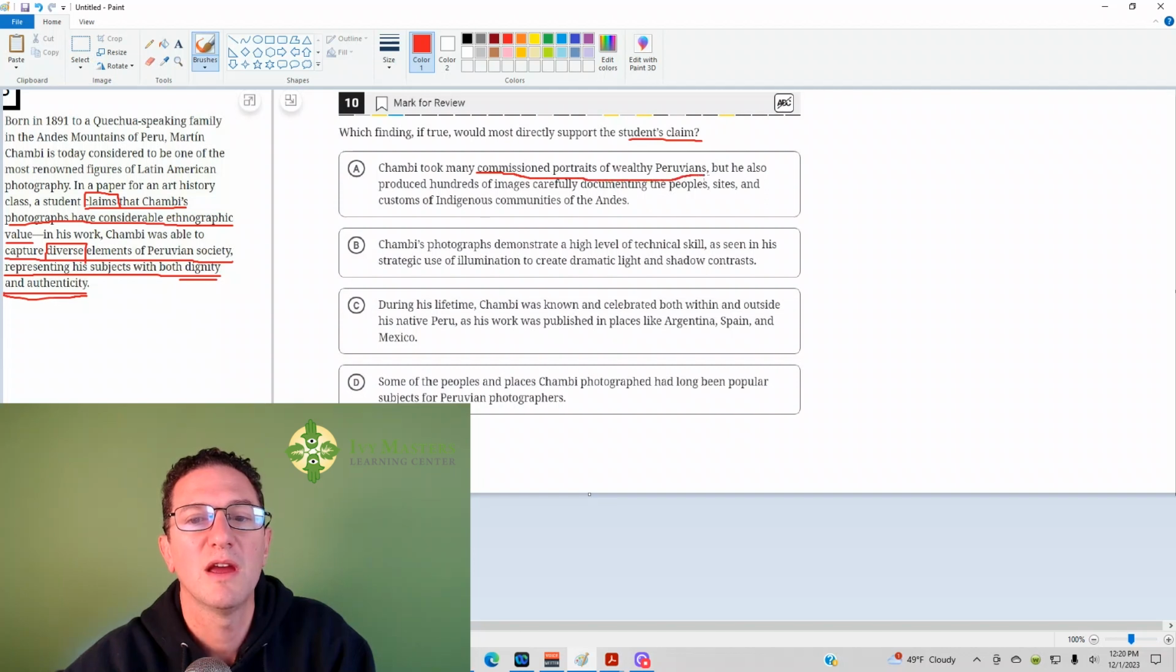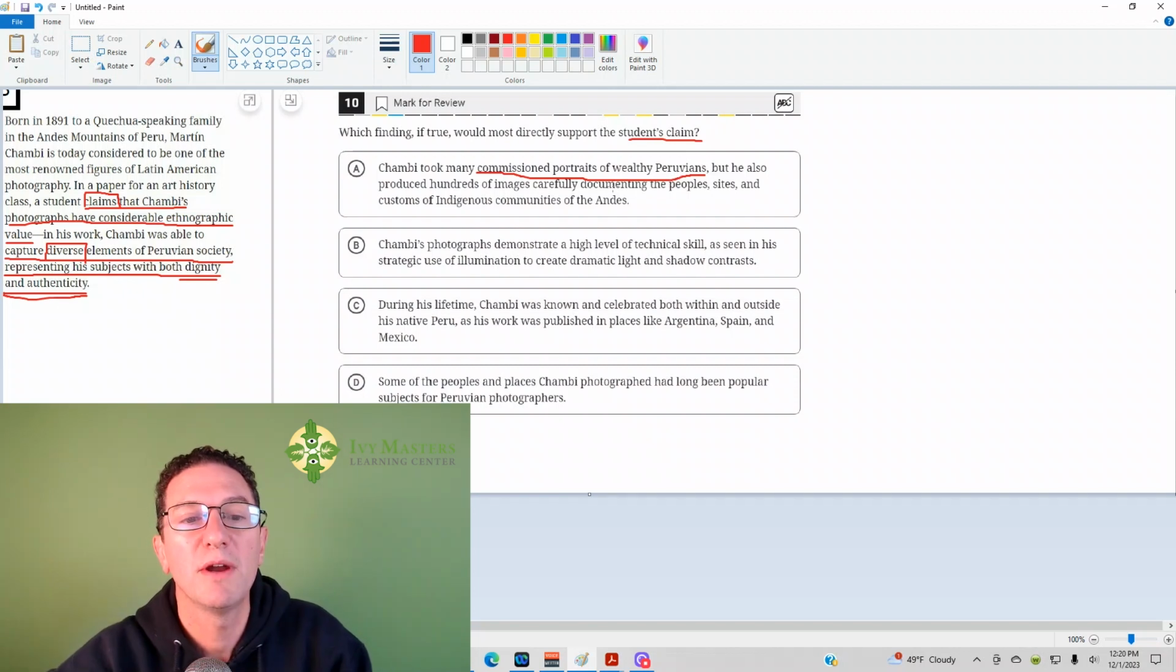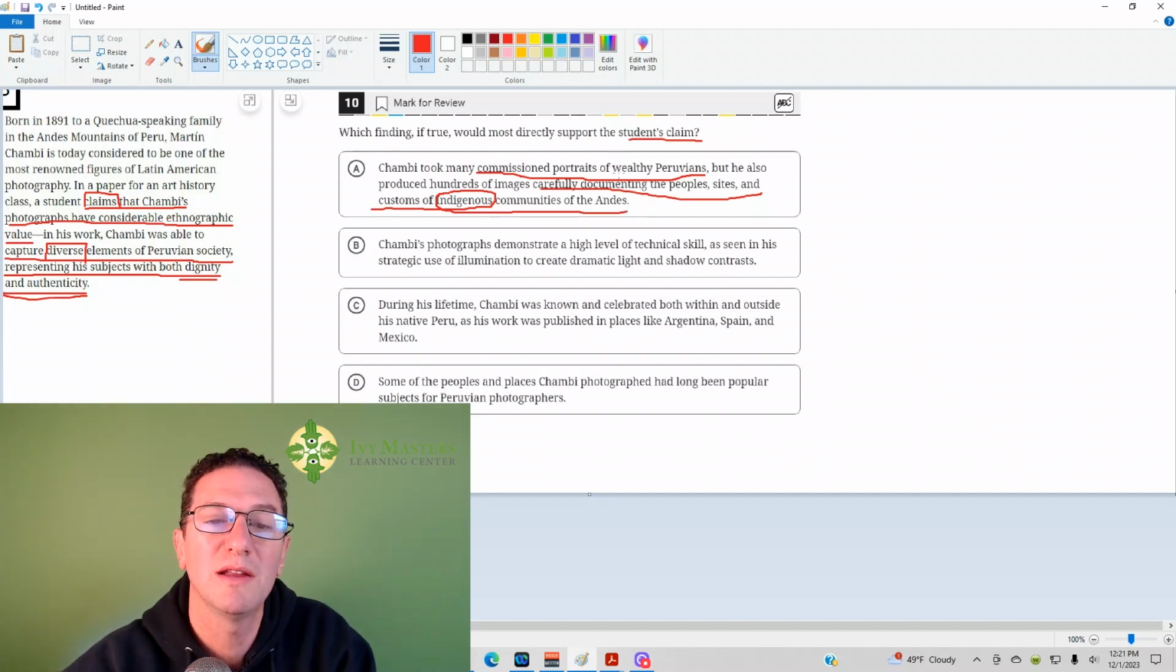Formally he was doing this for the wealthy people. But he also produced hundreds of images carefully documenting the people, sites, and customs of indigenous communities of the Andes. Usually the indigenous people are the people native to an area, and usually they don't have much money. They're not wealthy. And he's carefully documenting them, so we get the diversity, rich and poor, and then the dignity and authenticity. He's carefully documenting them.